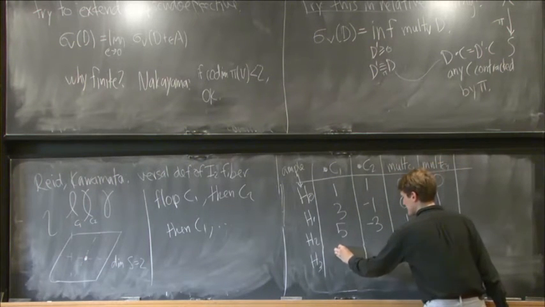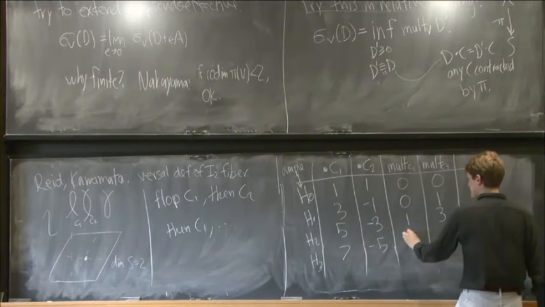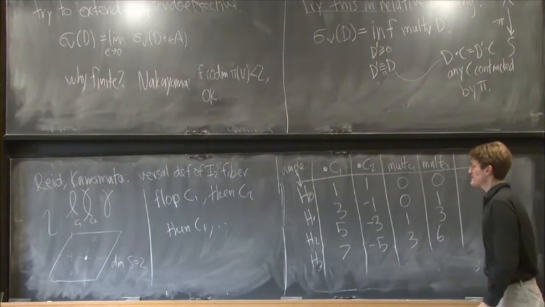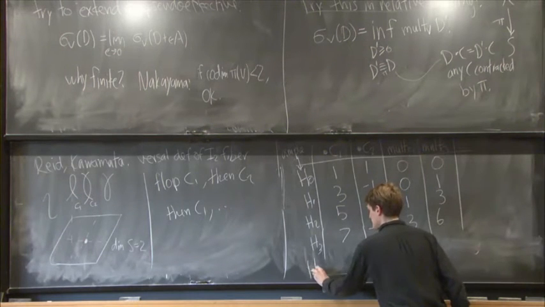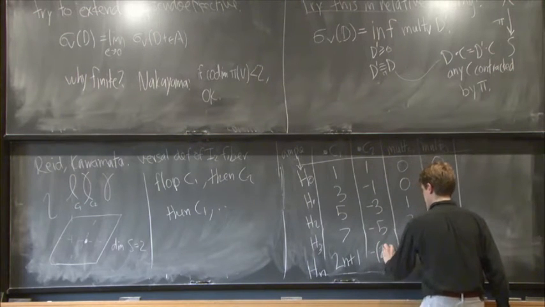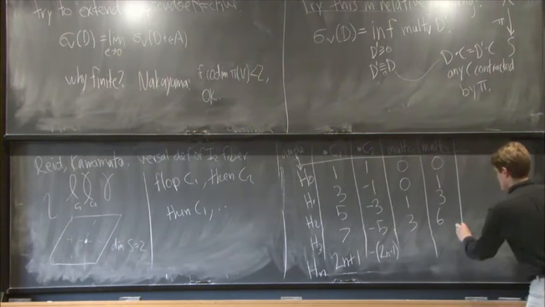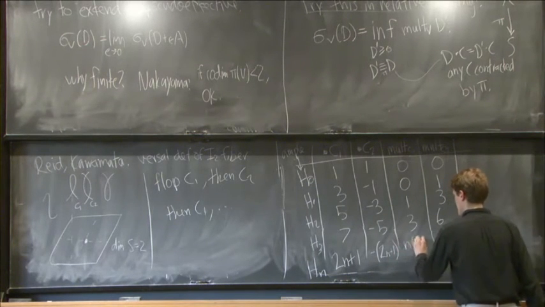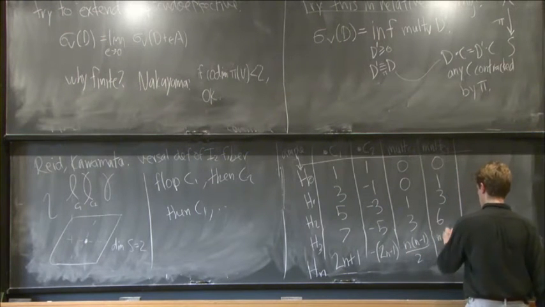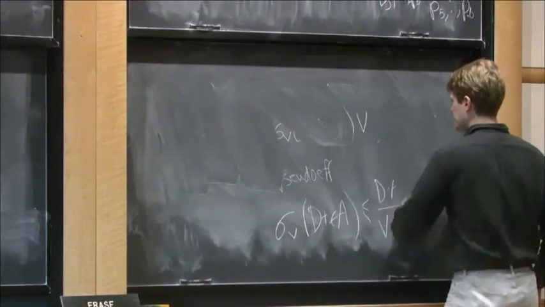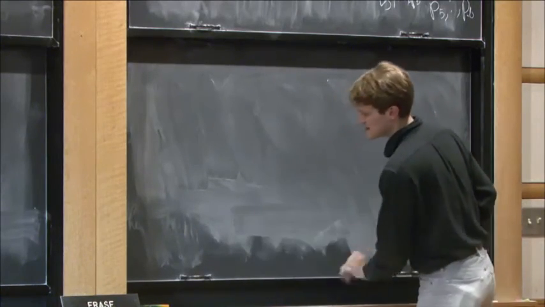Let me build the suspense here for another line. It's 7 minus 5, and these start to increase. And if you actually write down the formula, what you find is that Hn is going to have intersection 2n plus 1 with one of the curves, negative 2n minus 1 with the other. So those are growing linearly, but the multiplicities along these two curves are going to grow quadratically.